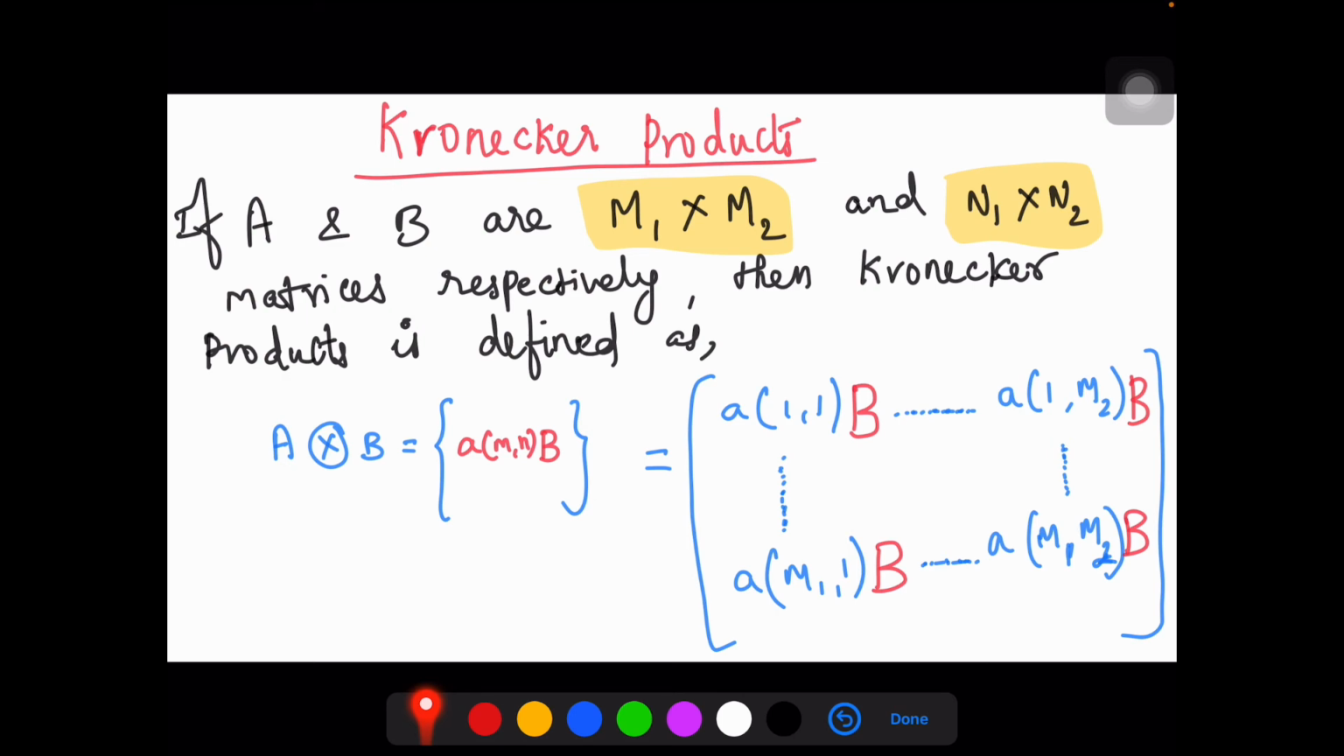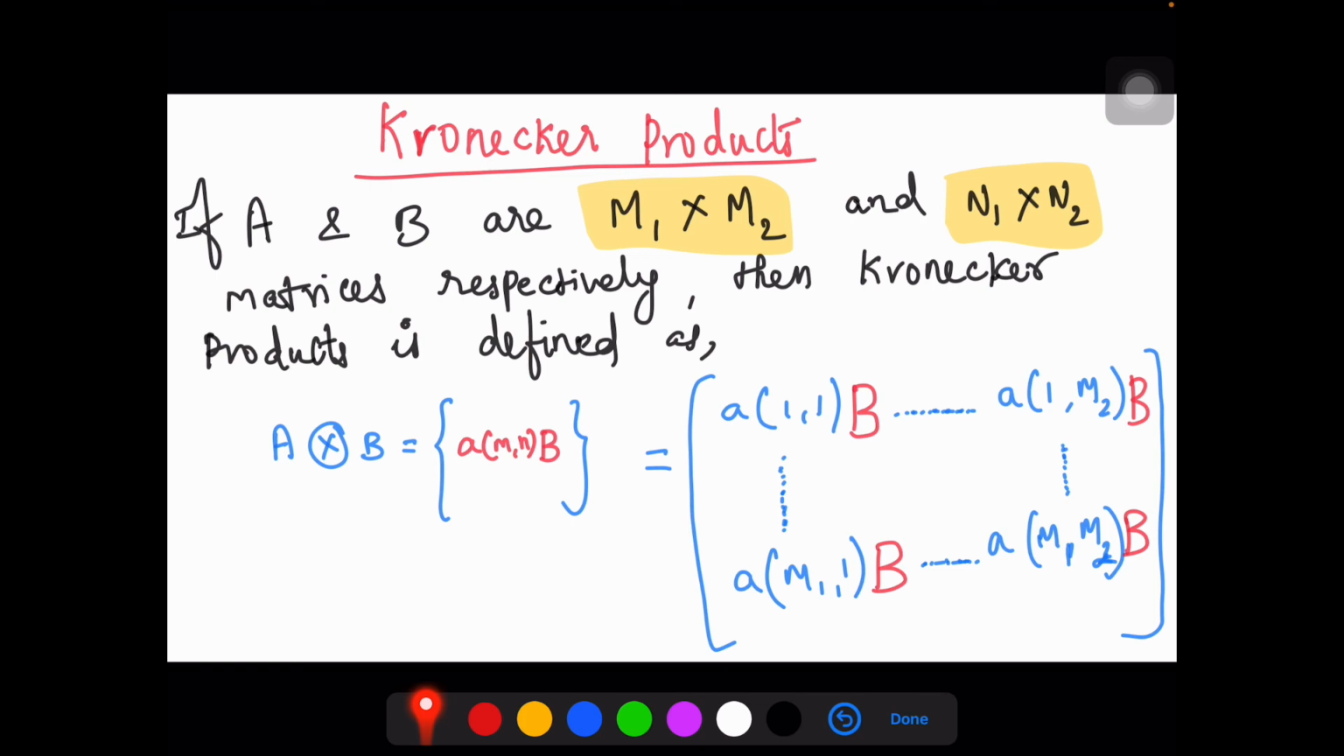Kronecker product is nothing but, let's take A and B as two matrices. Let's say A has M1 cross M2 and B has N1 cross N2 size. Then the Kronecker product is defined as, let's first define A Kronecker product B. Always take the second part, B, as a matrix itself, and for A take it element by element. So I'm representing it as A M comma N.